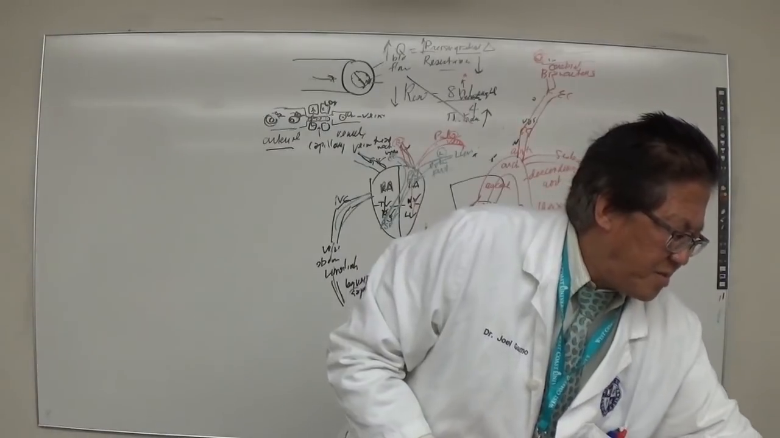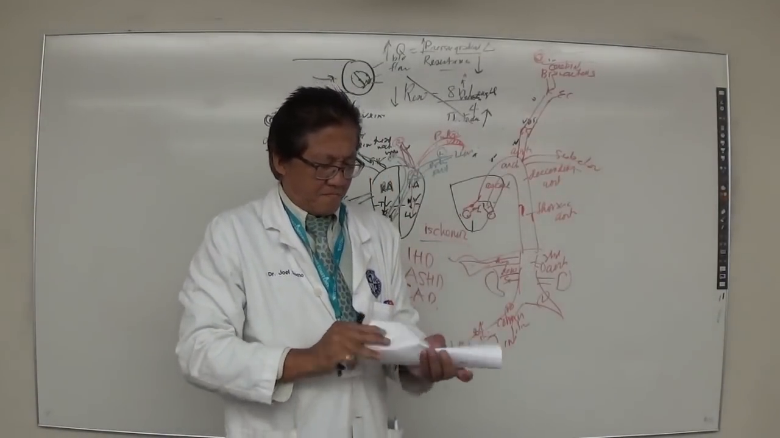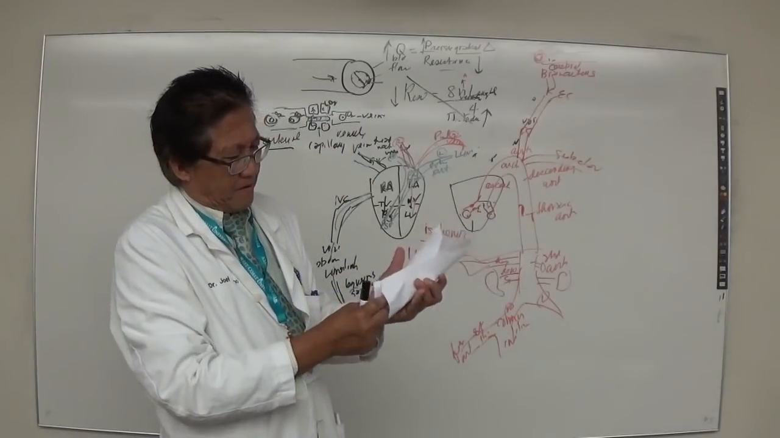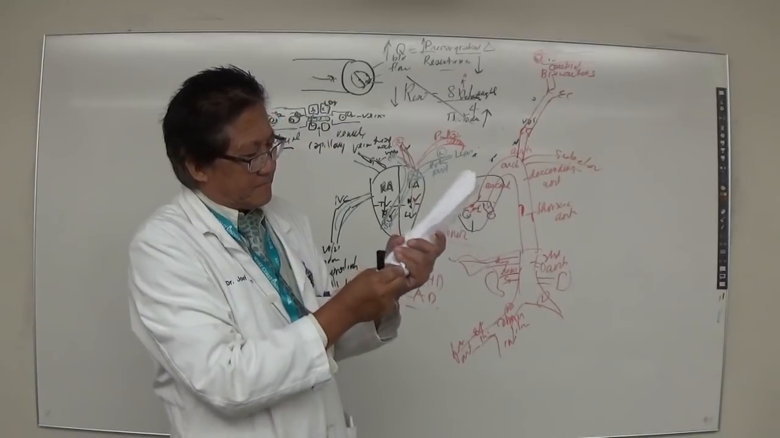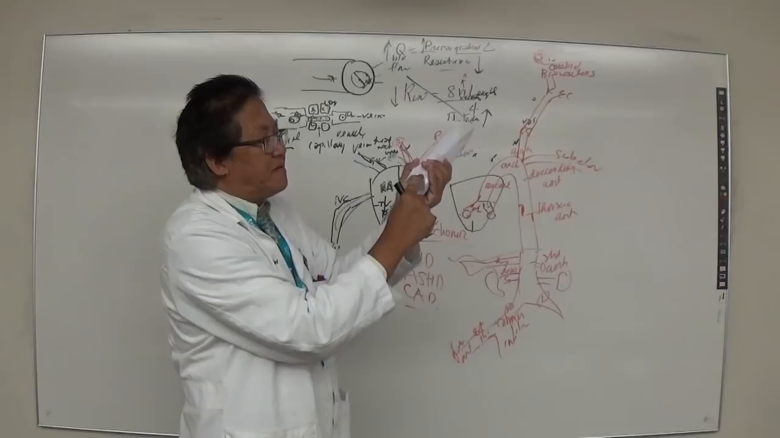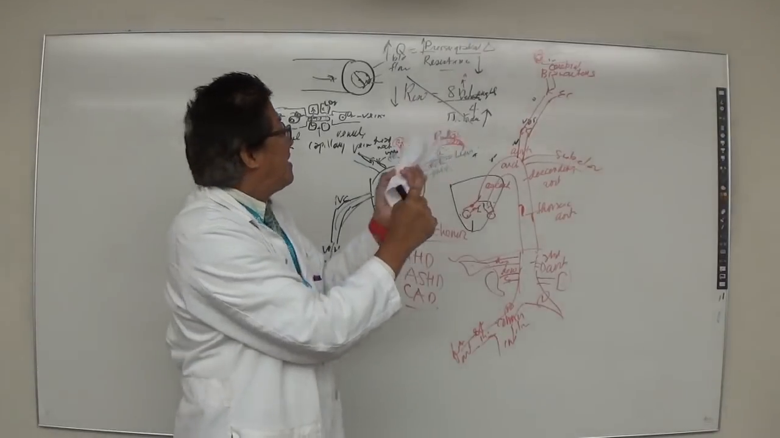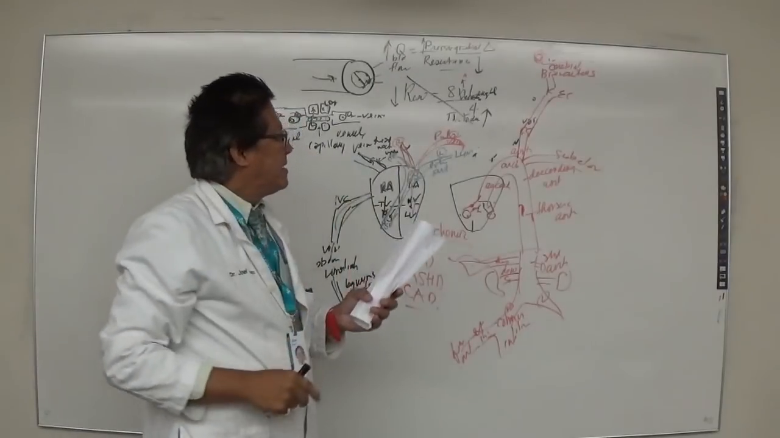So imagine these to be a blood vessel like this. See? If you increase the radius, right? Decrease resistance, increase blood flow.